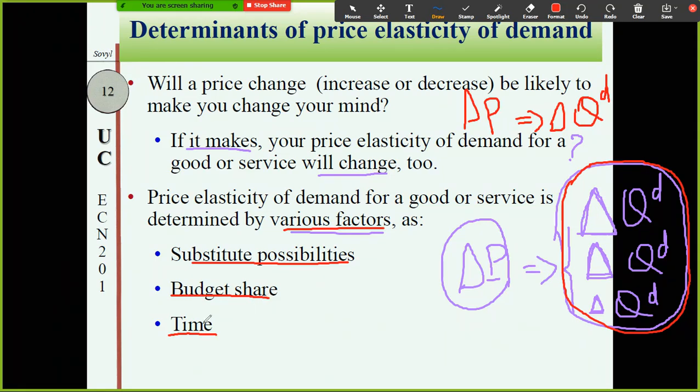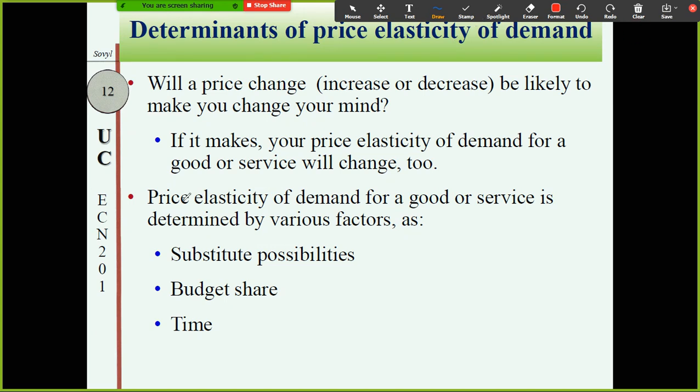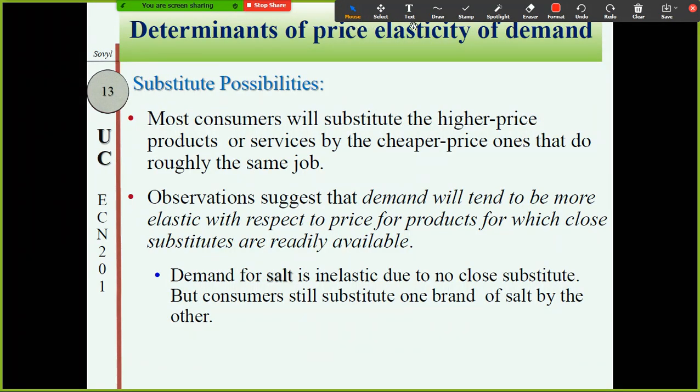We will look at how substitution possibilities make the price elasticity of demand for one good or service change, how budget share makes it change, and how time makes it change. So we are going to see how they change the price elasticity of demand for one good or one service. Okay, look at the first one.